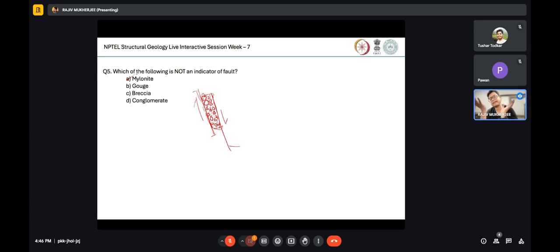Say, for example, if I have a fault, how likely is that? If you are working on the North Delhi fault belt, how likely is it that you can find mylonite in the fault gouge? It is quite not possible, I think, because mylonite is a very high temperature, high grade rock with very fine grain size. But for large crustal faults, you can find conglomerates and brecciated clasts.